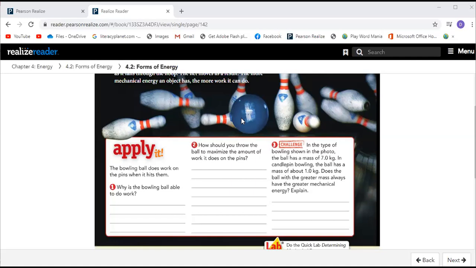It has mass and speed. Excellent. It has mass and speed, which means it has kinetic energy. Yes? It has kinetic energy due to its motion. It has the ability to do work due to its motion.